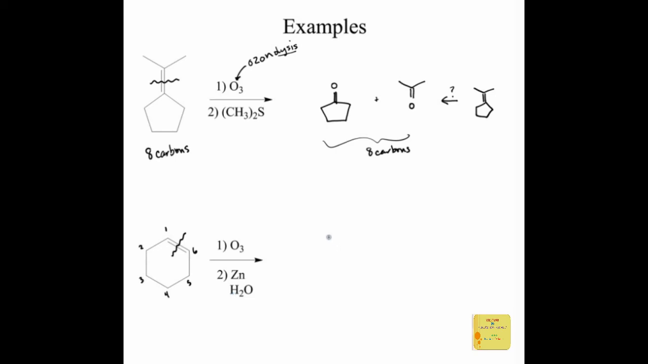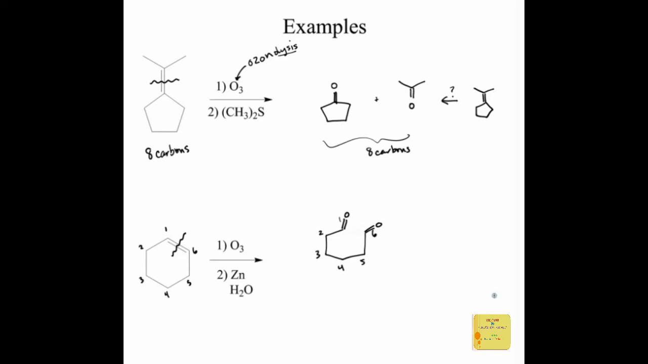And what I recommend actually as a good way to handle some of these problems is to redraw your starting material with your carbons numbered 1, 2, 3, 4, 5, 6, and then literally erasing the bond that you're breaking. See, that way I know that I haven't lost any carbons or gained any carbons. I'm breaking that double bond, and what am I replacing it with? A carbonyl at carbon 1, and a carbonyl at carbon 6.